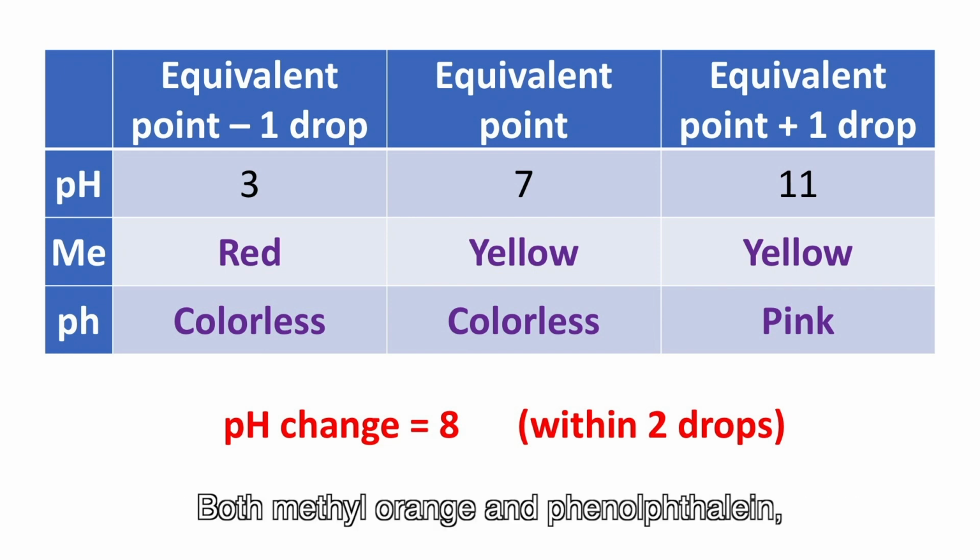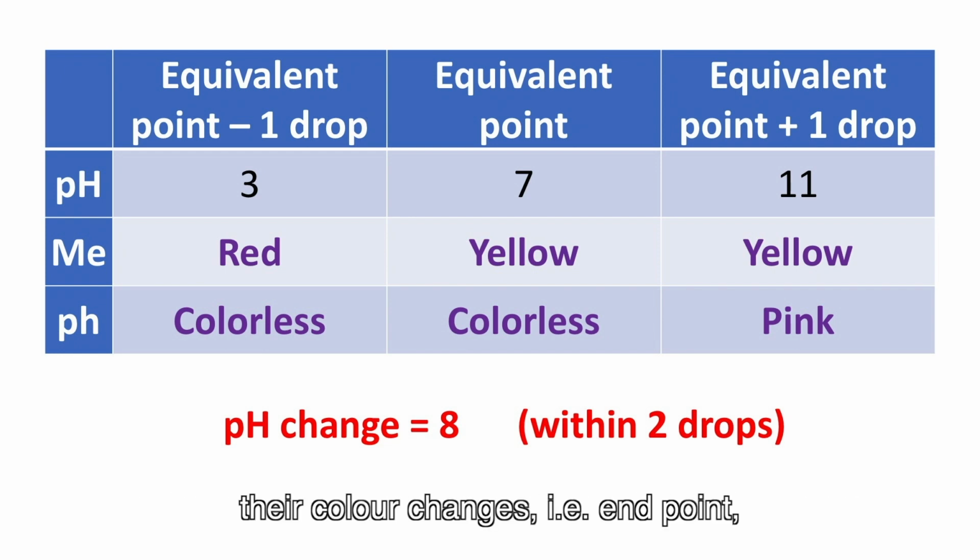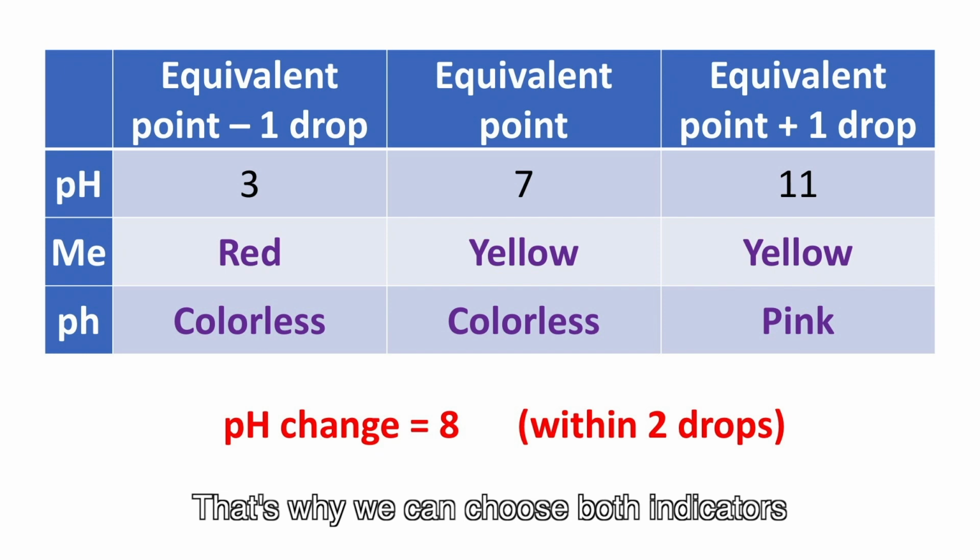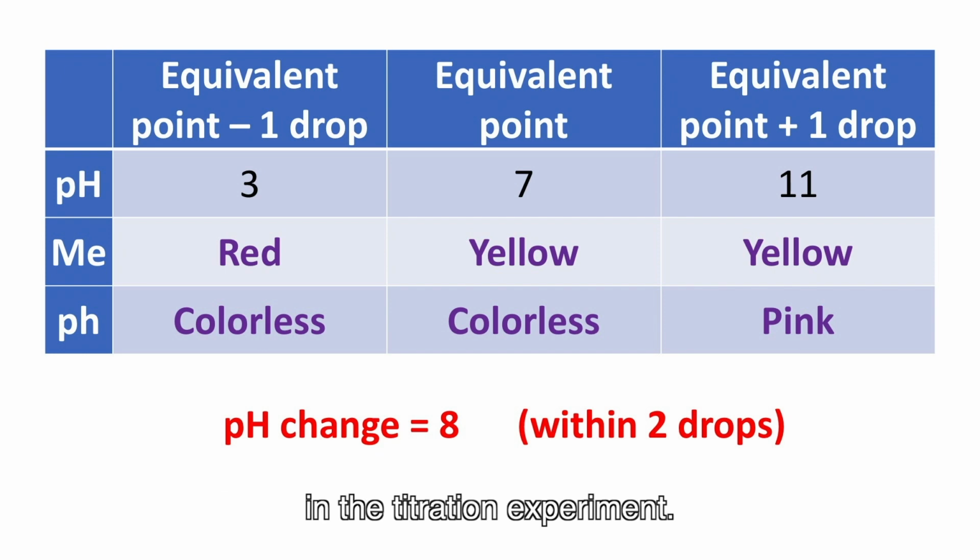For both methyl orange and phenolphthalein, their color change, that is the endpoint, matches the equivalent point. That's why we can choose both indicators in the titration experiment. And that's the end of this video.